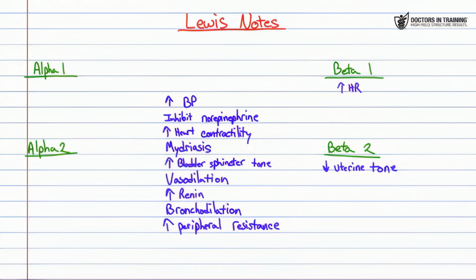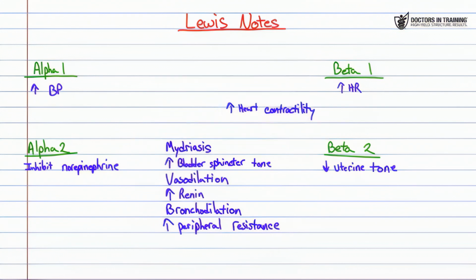Next, we have increasing blood pressure. I'm putting this over here with alpha 1. It would probably also be with beta 1 as well, but with alpha 1, you think of that peripheral resistance going up. Inhibiting norepinephrine, remember, this is very unique to alpha 2. That's actually how it's going to work to decrease blood pressure to some extent. Increasing heart contractility. So what's on the heart? Remember, on our heart is our beta 1s primarily.